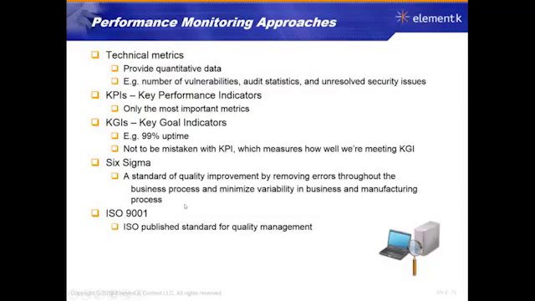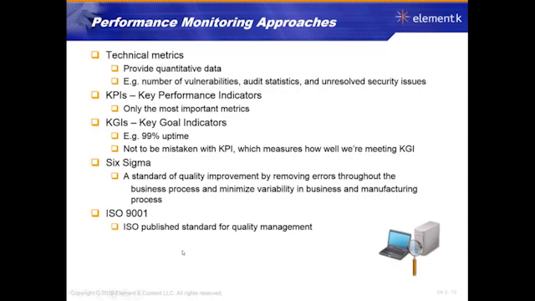We already know that Six Sigma is a standard of quality improvement. We're trying to remove errors throughout our whole business process. We're trying to minimize the variability in our business process and manufacturing process. So whenever we are trying to improve process and we're monitoring performance, we've got to look at the data and figure out, okay, how can we improve this? And so Six Sigma says that we'll have a formal process to reduce errors, and we'll have a standard way of making sure that there's no variability in our process.